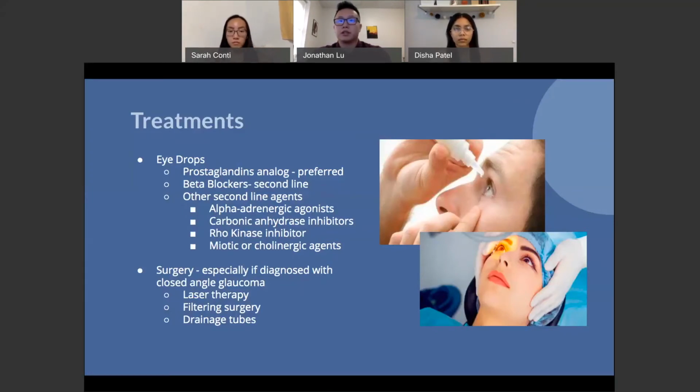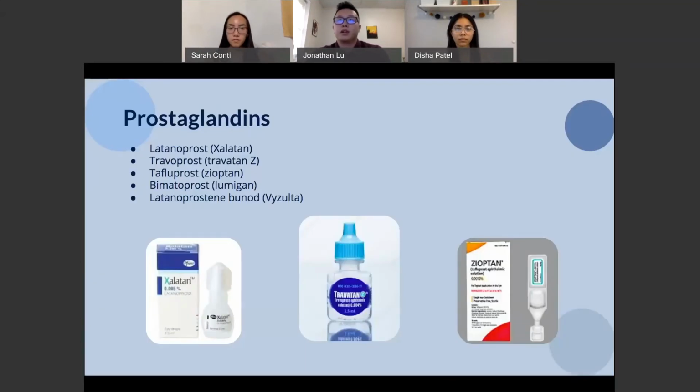If a patient is diagnosed with closed angle glaucoma, they will most likely have to go straight into laser therapy, which will be discussed later in the slide set. Some of the more common prostaglandins include latanoprost, travoprost, tafluprost, bimatoprost, and latanoprostene bunod. This is a list of common prostaglandin analogs that most patients use. The names within the parentheses are the brand names.